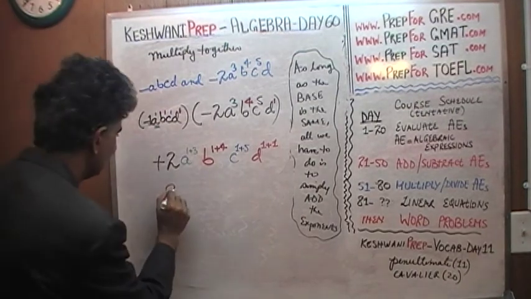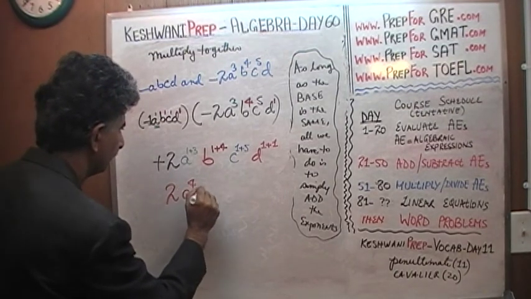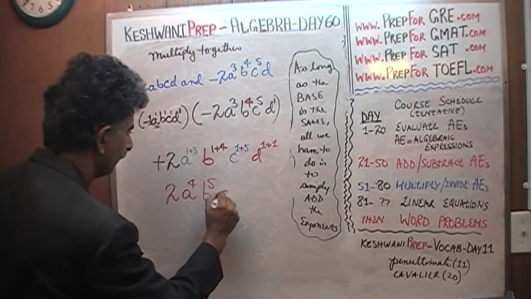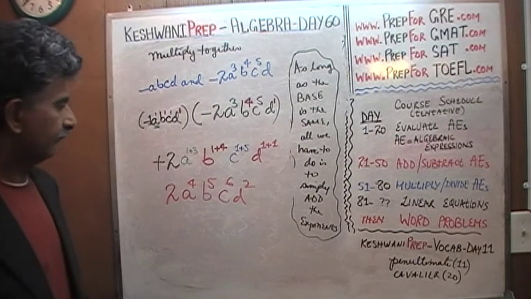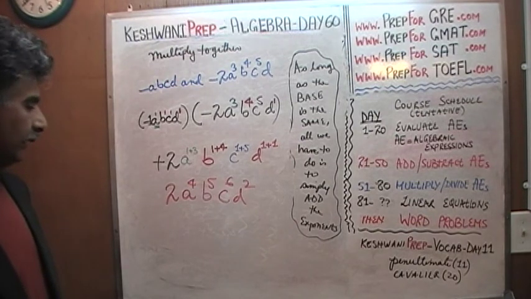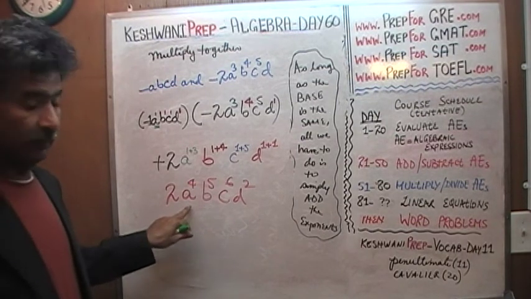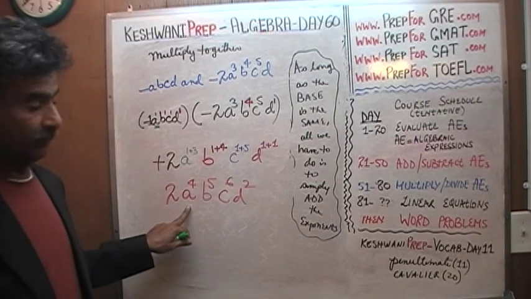So it's 2, a to the fourth, b to the fifth, c to the sixth, and d squared. That's how we read it. 2, a to the fourth. When we say a to the fourth, we mean a to the fourth power.